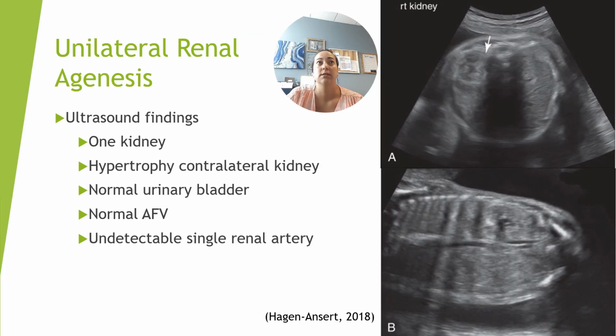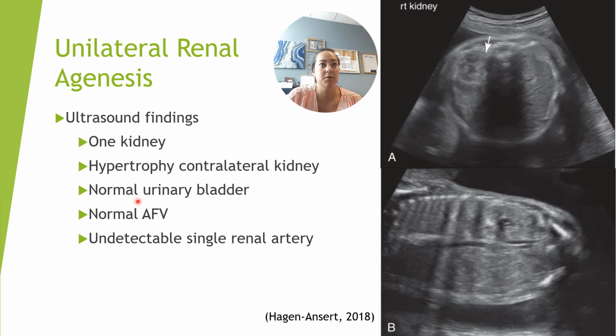So here is an example of unilateral. In the transverse view, you'll see that kidney on one side. On the other side, an absent kidney. And then the kidney that is present may be enlarged or bigger than we normally see because it's doing the work of two kidneys, basically. It's filtering all the blood for the whole body through one kidney.